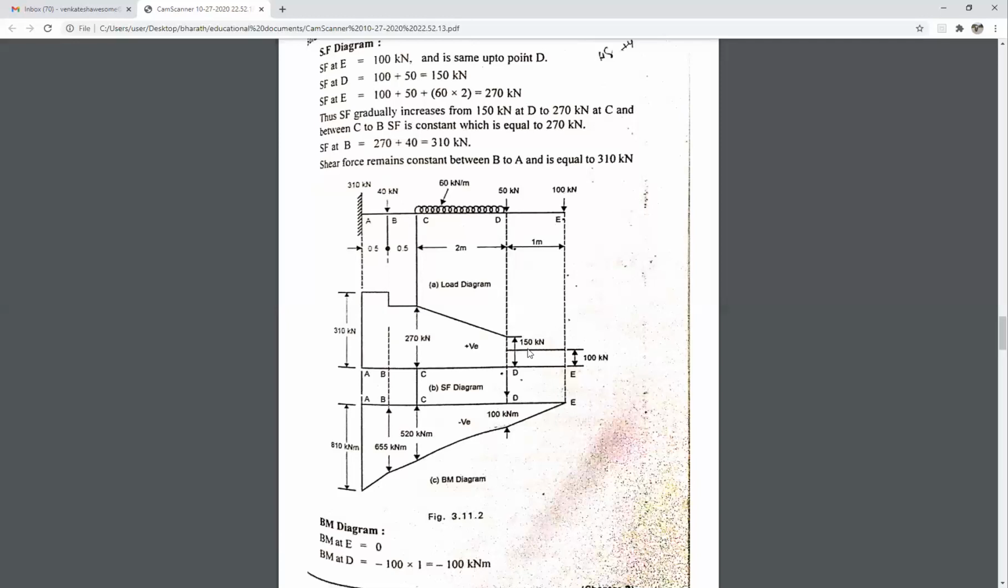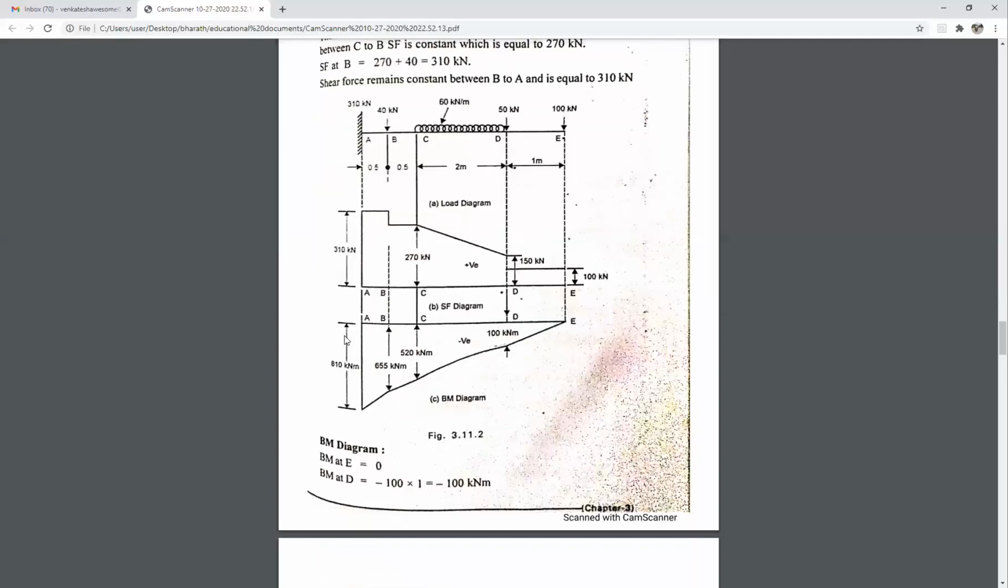150 kilonewtons. The total load will be 270 kilonewtons. How does it come? 60 multiplied by 2 is 120. 120 plus the previous 150 is 270. So at the point C, 270 kilonewtons will be there. And after the 270, 40 kilonewtons will be there. 270 plus 40, how much? 310 kilonewtons.